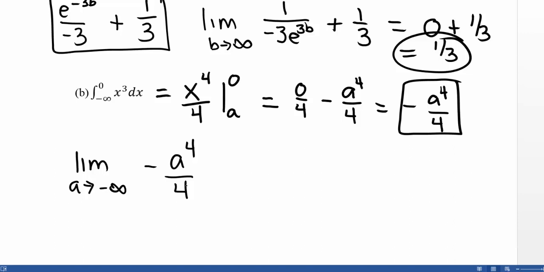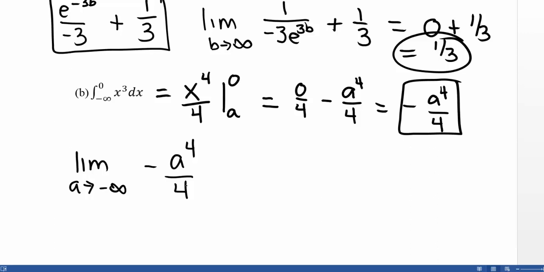So if I'm plugging larger and larger numbers in the negative direction, I'm going to be plugging in things like negative 100, negative 1,000, negative 1 million. As you can imagine, negative 1 million to the fourth is really, really big. These numbers are getting bigger and bigger. Now, because a is raised to the fourth power, which is even, those numbers are plugged in as negative, but raised to the fourth power, which makes them positive.